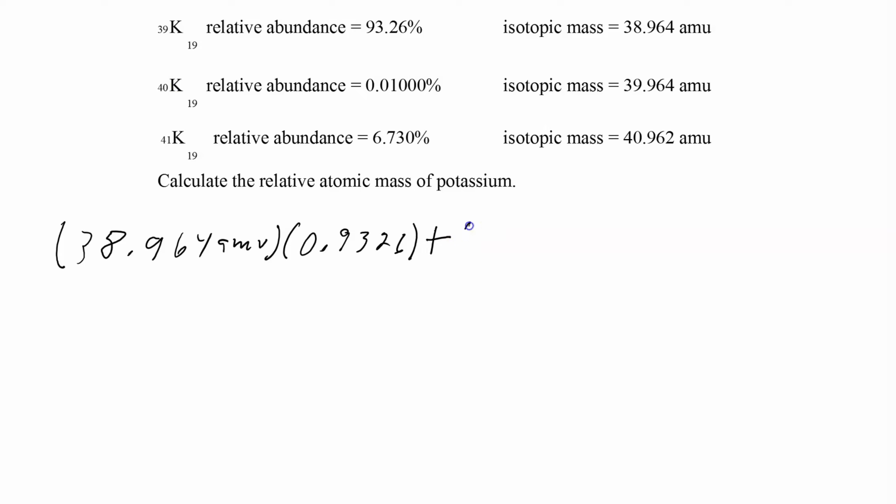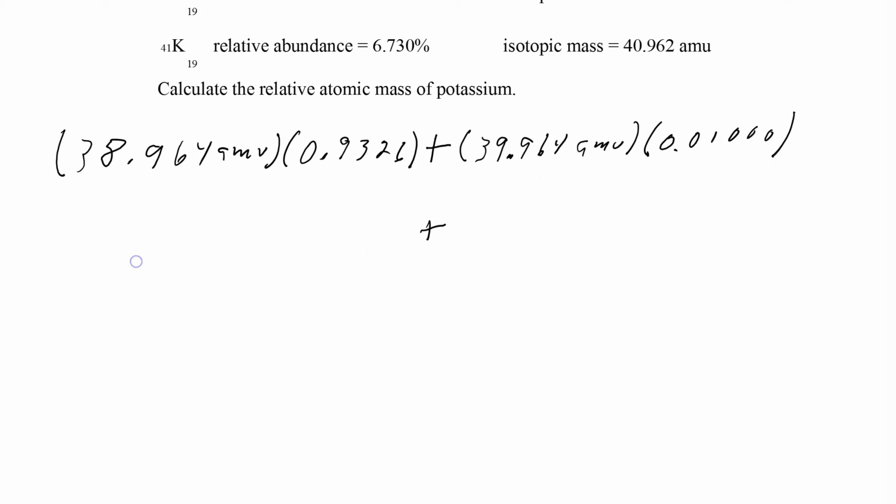Its atomic mass is 39.964 atomic mass units. And we're going to multiply it by its relative abundance, 0.01000. And then we're going to have the third isotope, so I'll carry it down here. I'll give myself a little bit of room for the multiplication step.